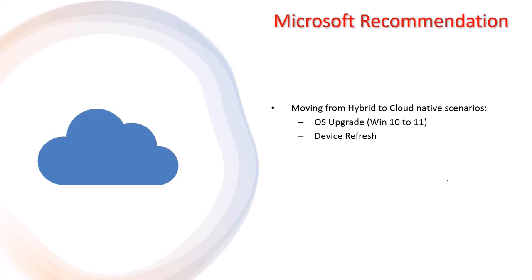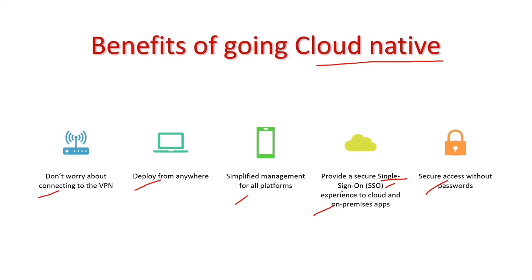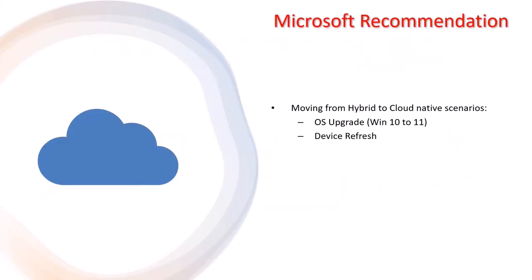Now let's talk about a use case wherein I have an organization which has 1000 devices which are hybrid Azure AD joined. Now I want to get rid of my on-premise and move to cloud native, because when I move to cloud native, I'm going to get all these advantages. So what does Microsoft recommend in this scenario? Microsoft's recommendation is, out of the 1000 devices that I have, whenever I plan on upgrading the operating system of any device, that is when we should do the cutover from hybrid to cloud native.